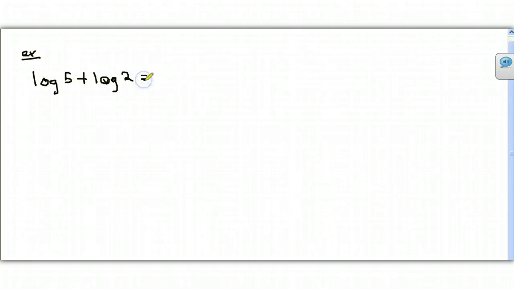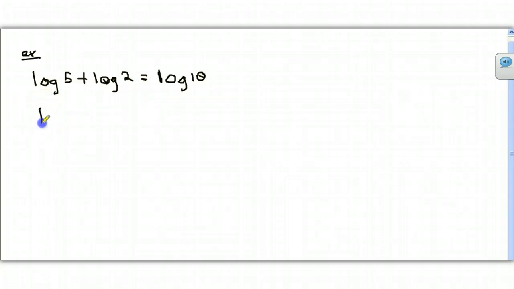What does plus mean? Yeah, so your answer is going to be log 5 times 2, which is log of 10. And that's it for that one. If you got plus in between two logarithms, you just multiply the things that are in front. And so log 5 plus log 2 is going to give you log 10. So everybody good with that one?